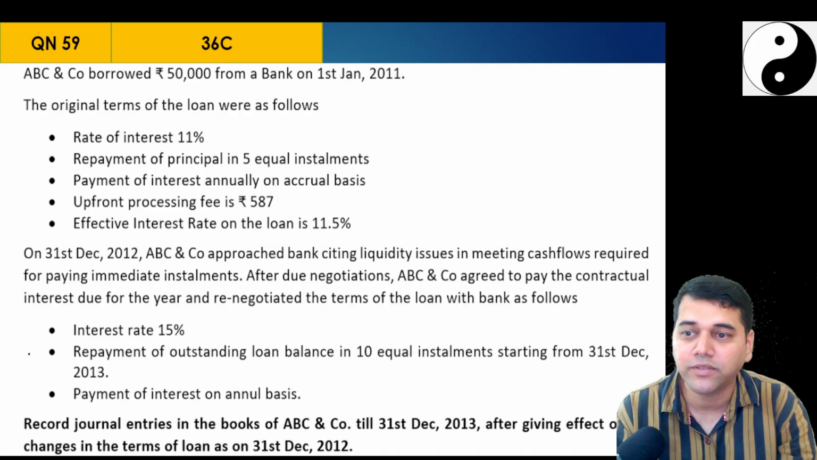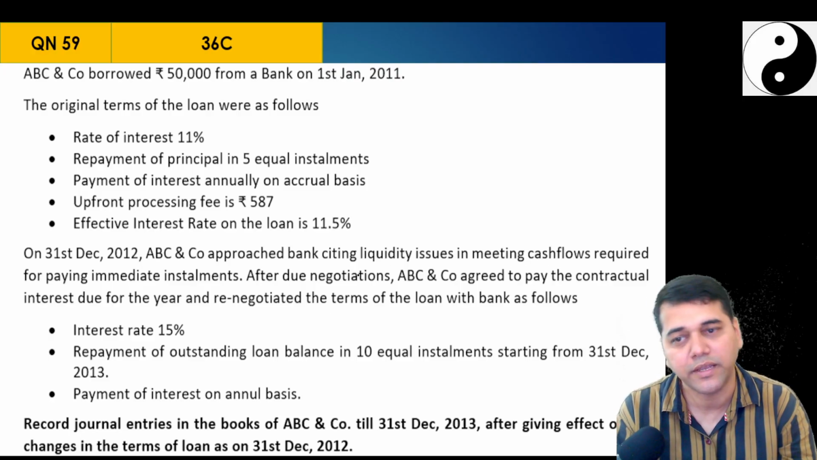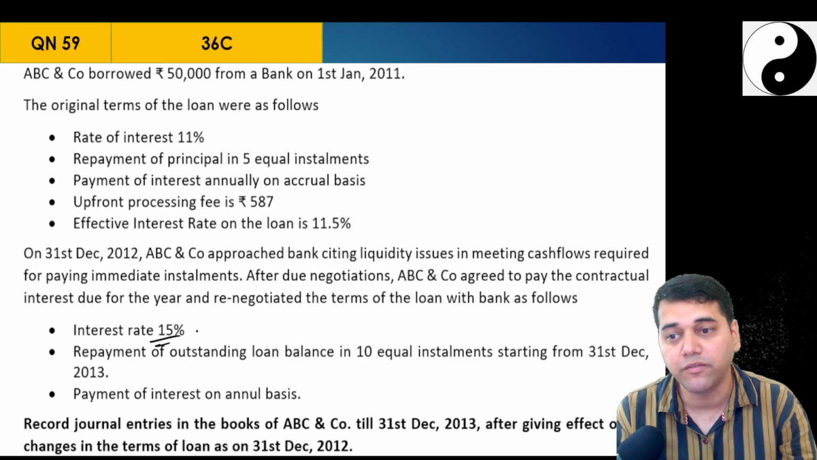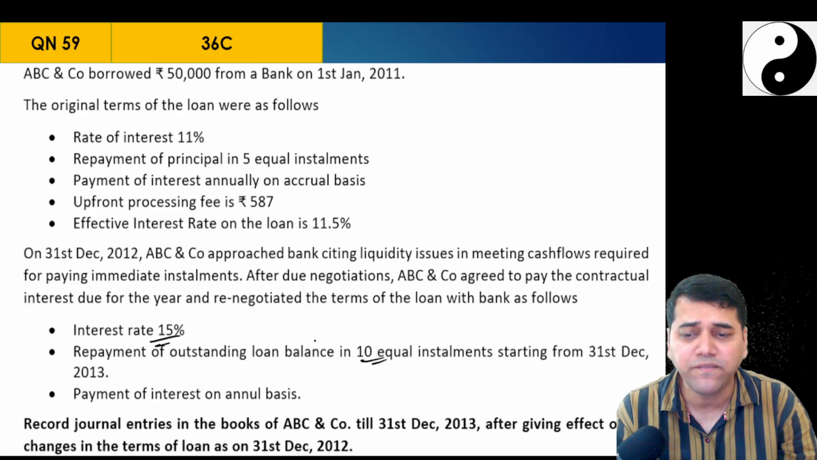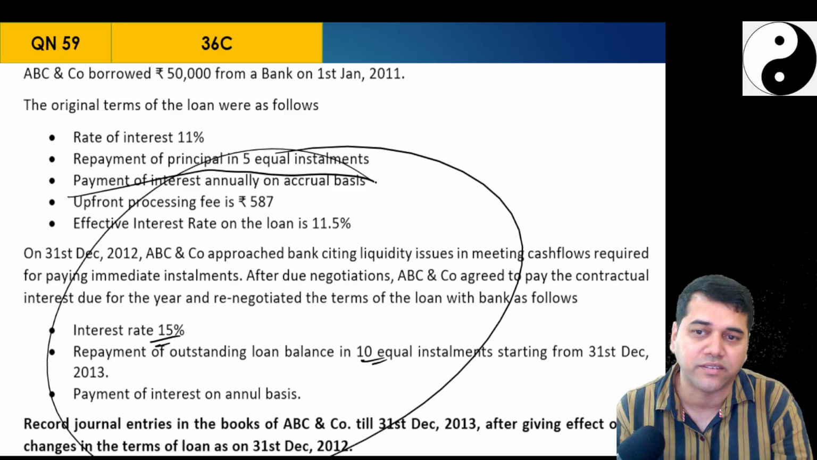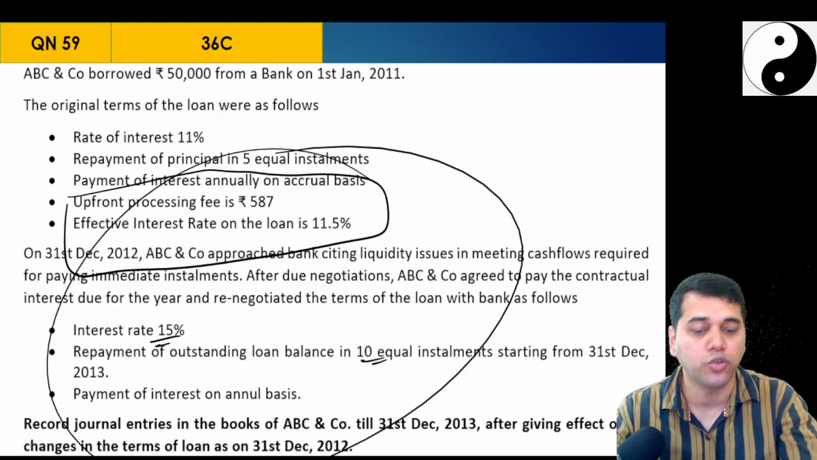But the problem comes now. On 31st December, they approached the bank for liquidity. They said we cannot pay. They paid the interest, but they didn't pay the principal. Interest will be at the rate of 15%. We will pay in the next 10 equal installments. Everything is the same as the previous question, except these two sentences. So if I give one amortization schedule, how is it going to work out? We'll see. Solve.